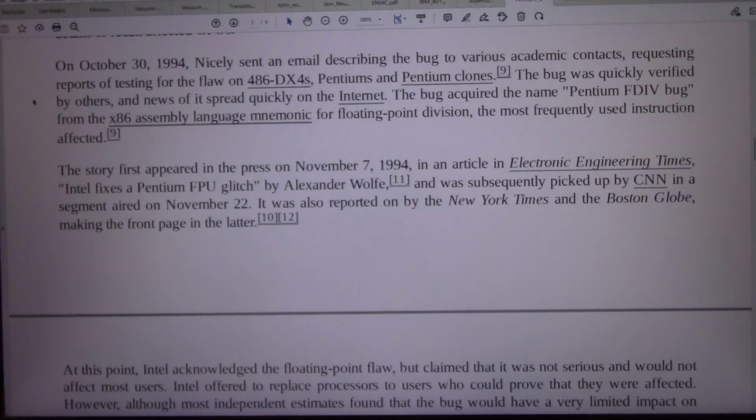The bug acquired the name Pentium FDIV bug from the x86 assembly language mnemonic for floating point division, the most frequently used instruction affected.